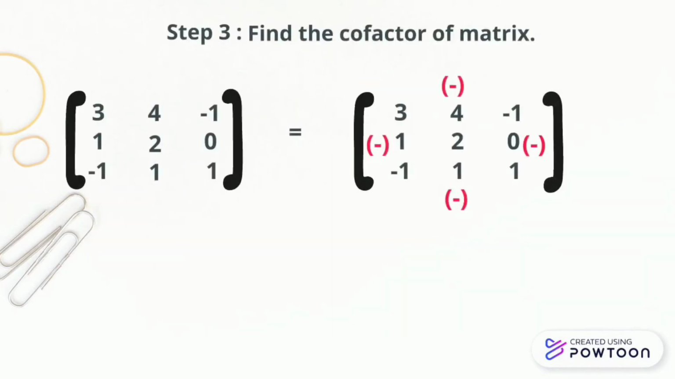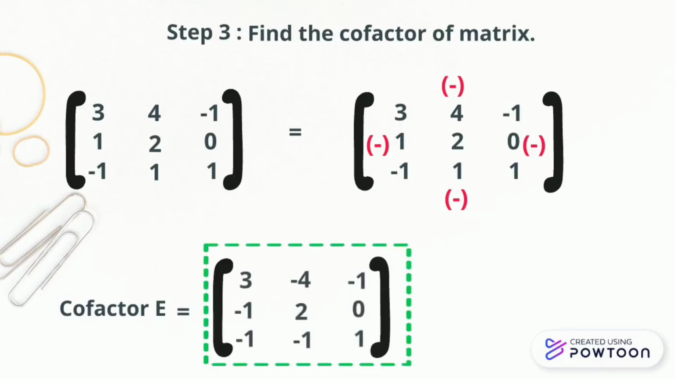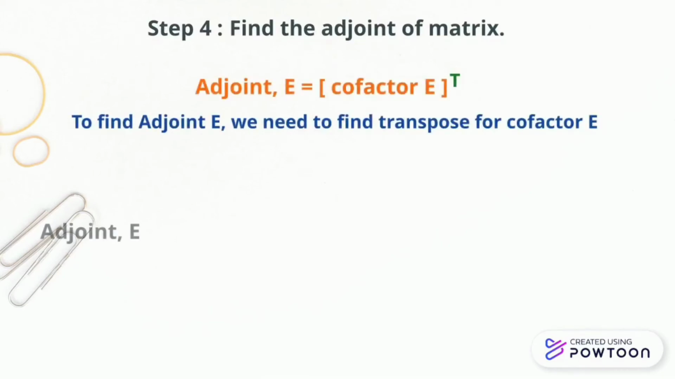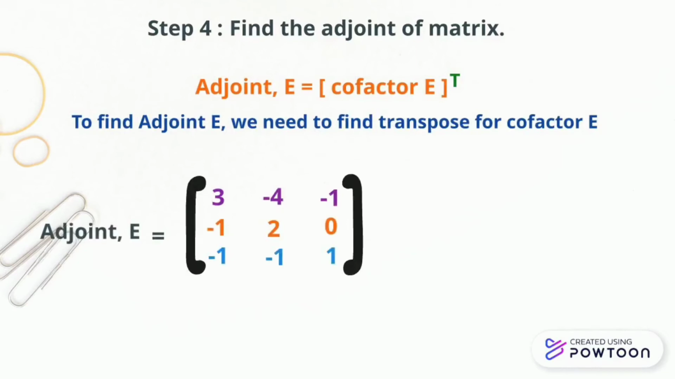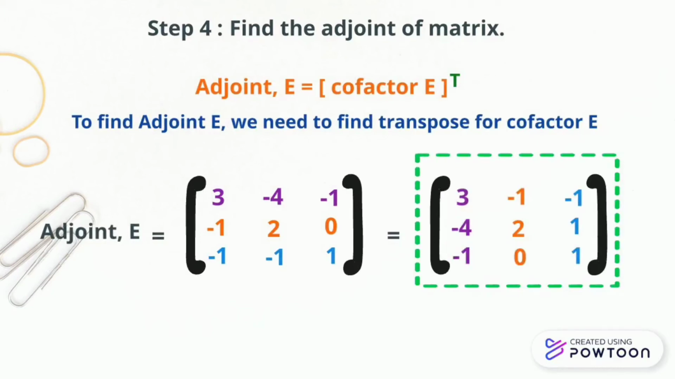Step 3. Find the cofactor of the matrix. You need to get the answer from the minor. Then you need to negate it where I put the red minus symbol. After that is done, you will get the answer for cofactor E. Step 4. Find the adjoint of the matrix. To find the adjoint, you must transpose the cofactor. In this case, we have cofactor E. The rows become the columns and the columns become the rows. So, this is the answer for adjoint E.